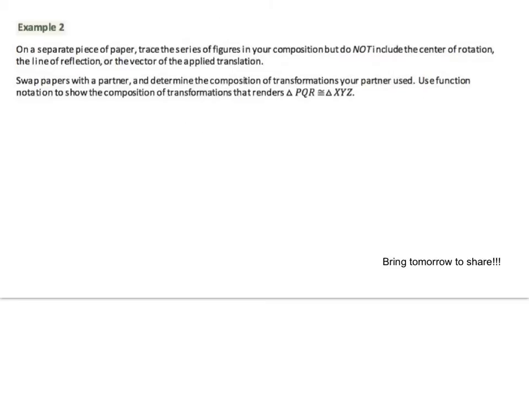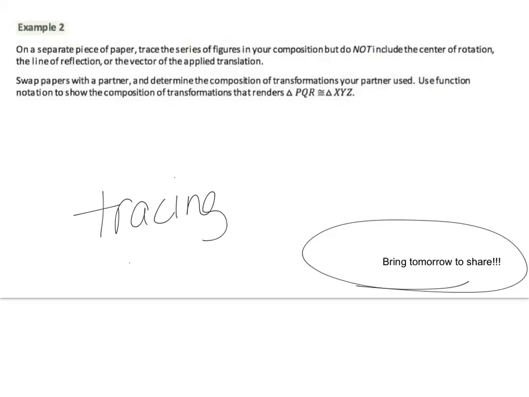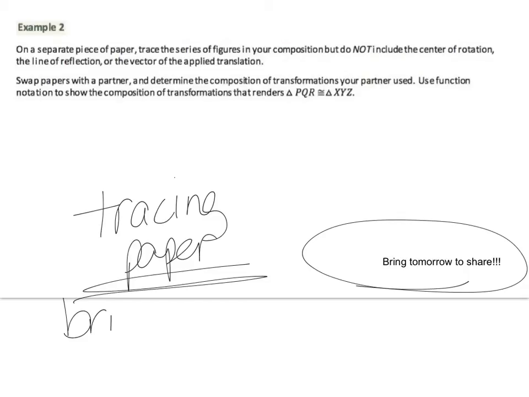Example 2. On a separate piece of paper, trace the series of figures in your composition, but do not include the center of rotation, a line of reflection, or the vector of applied translation. Swap papers with a partner and determine the composition of transformations your partner used. Use function notation. I'm going to give you some tracing paper, and I'd like you to bring them in tomorrow. Okay? So bring in your tracing paper. Let's see, I think that's it.